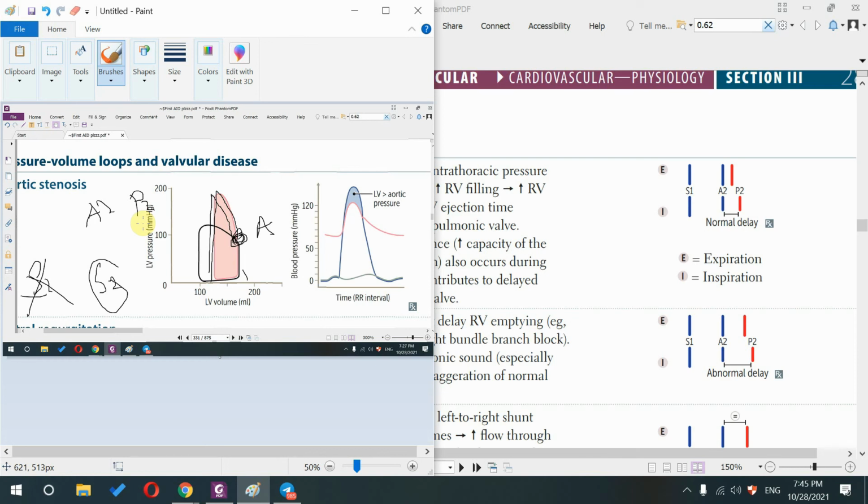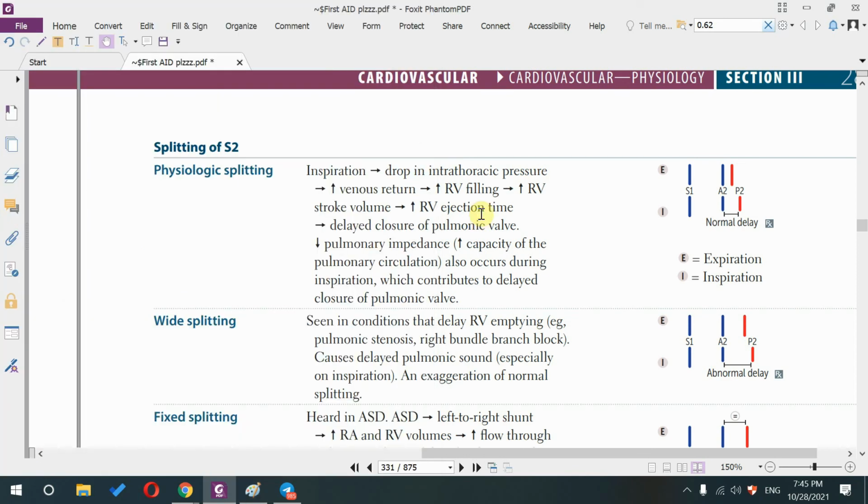So exactly, when you inspire, all of the blood inside of them has been pushed inside of your right heart. That's why the sound becomes more delayed, you know, guys, because it has to accommodate a little bit of a kick of blood you have pushed in. So let's take a look here. We have physiological splitting. They write, inspiration leads to what?